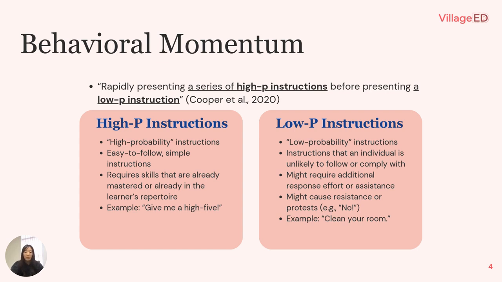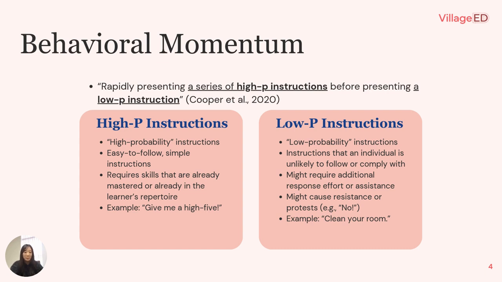An example for this would be give me a high five, or hands up, clap hands, something super simple. Low P stands for low probability. So these low P instructions are those that an individual is unlikely to follow or comply with. They might require some additional response effort or some additional guidance from an adult. Essentially, these are the instructions that cause resistance or a protest. For example, a common popular low P instruction is clean your room.